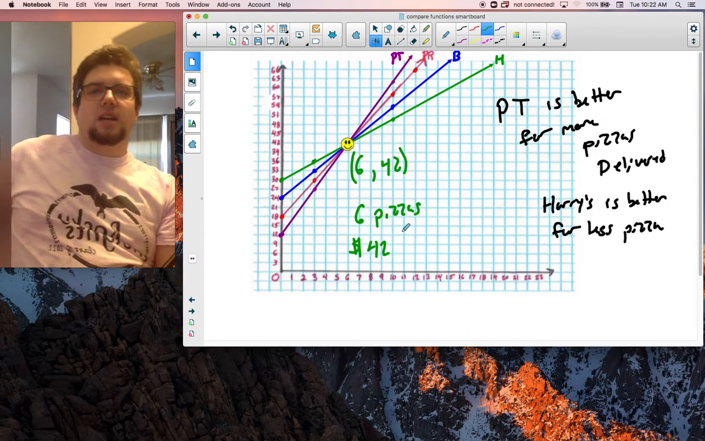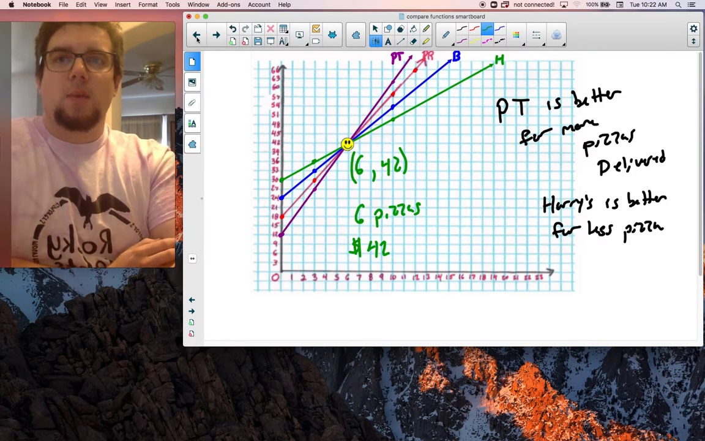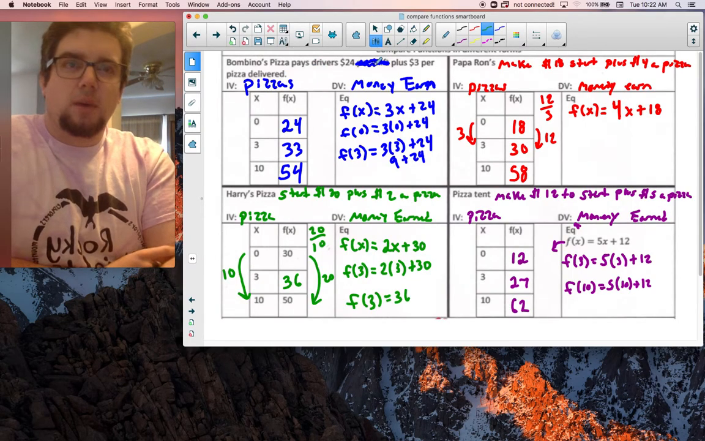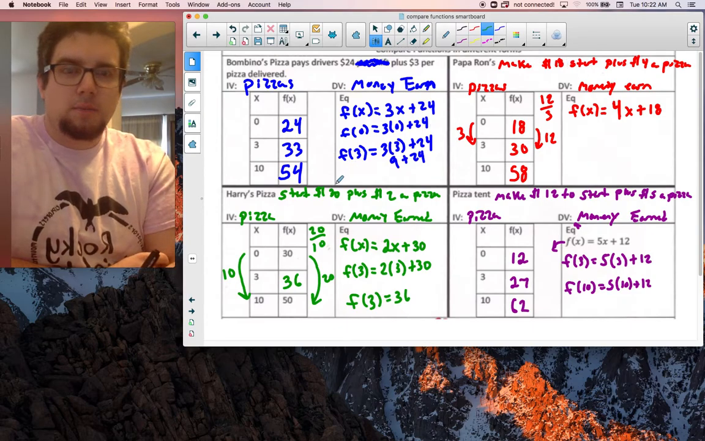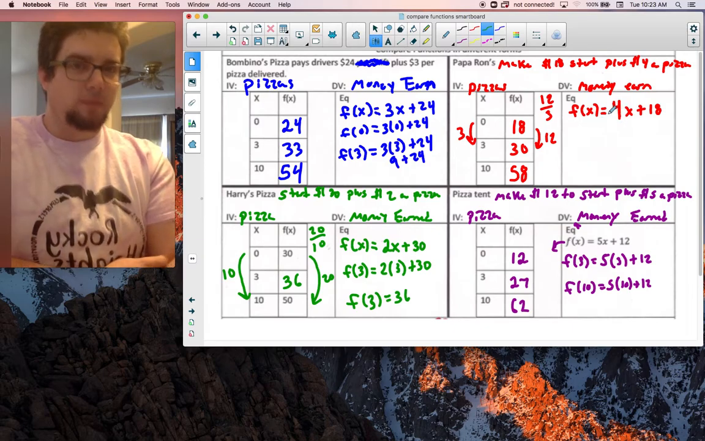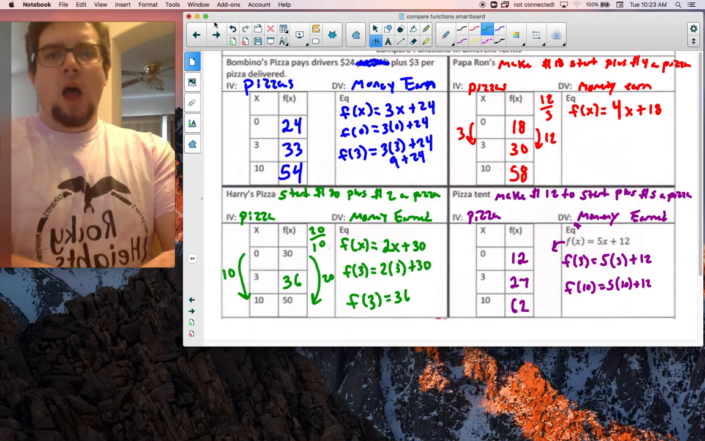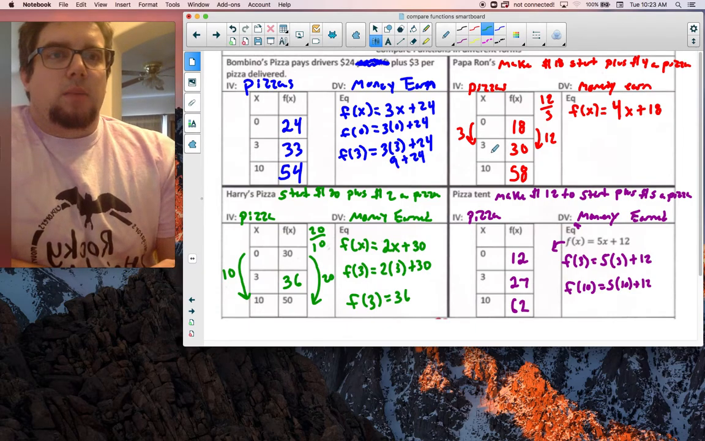And so that's kind of what we do when we compare functions. We get them all into the same frame of reference. So either we get them all into words, we get them all into a table, we get them all into an equation, or we get them all into a graph. So all the similar form, and then we make our comparison.